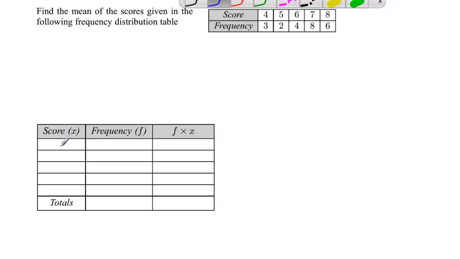So we'll write the scores in this column: 4, 5, 6, 7, and 8. In this column, it's called the frequency column, which matches this row here. So we'll write down that 4 occurs 3 times, 5 occurs 2 times, and 6 4 times, 7 8 times, and 8 occurs 6 times.